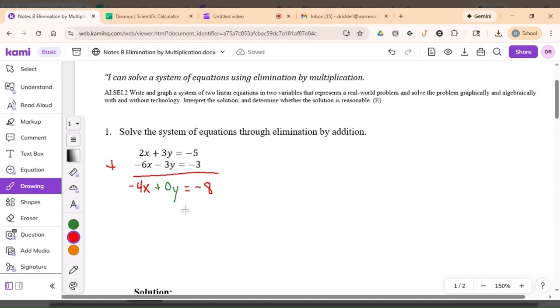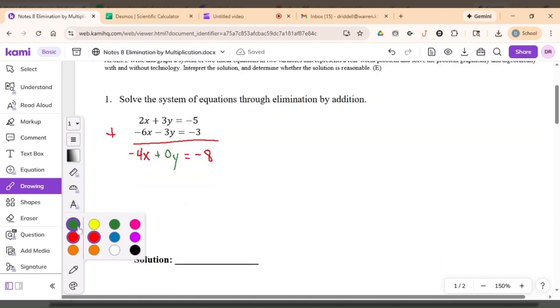I want to realize that we don't need this plus 0y. There's no reason to keep it there, right? So really, this is just negative 4x equals negative 8. And we kind of avoid the negatives sometimes to get used to processes, but we need to know how to deal with them. And it's just the same as any other scenario. When you have a coefficient, this number in front of x, we always cancel it the same way. We cancel it by dividing.